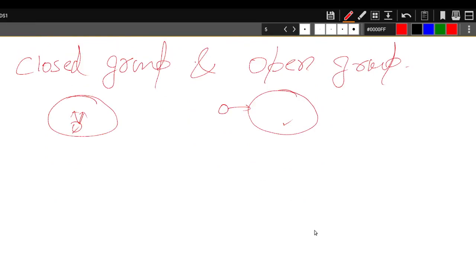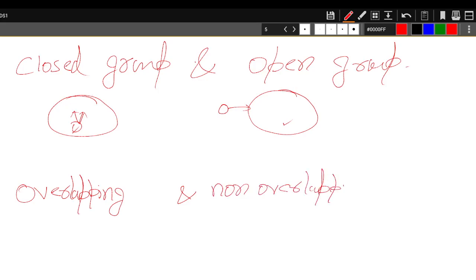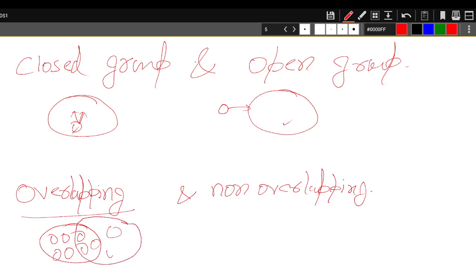There can also be, let me tell you, overlapping and non-overlapping groups. What happens in overlapping? The members of the group may be participants of other groups also. This is group 1, this is group 2. This is called overlapping of the groups. Overlapping groups means G1 and G2; suppose these are the members which are in group G1 also and G2 also. They are members of multiple groups.